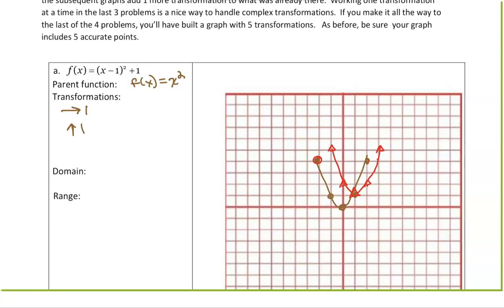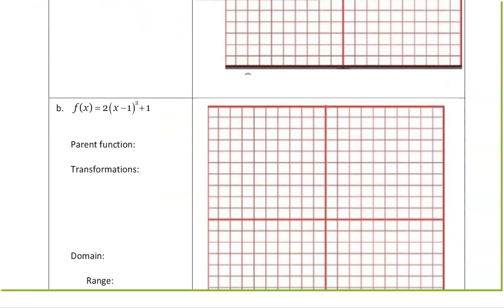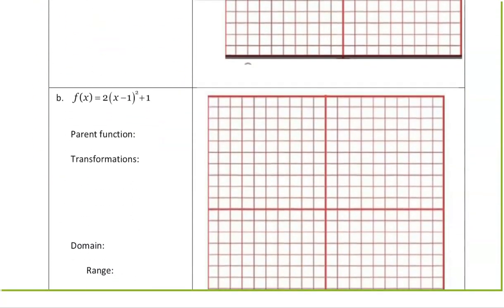Okie dokie. Okay, so now let's get the domain and the range of the red guy. So all parabolas have all real numbers as the domain. Your range is going to start at the lowest point, which is 1, and you can equal it, and it's going to go all the way to infinity, and we're done. Okay, how do these compare?